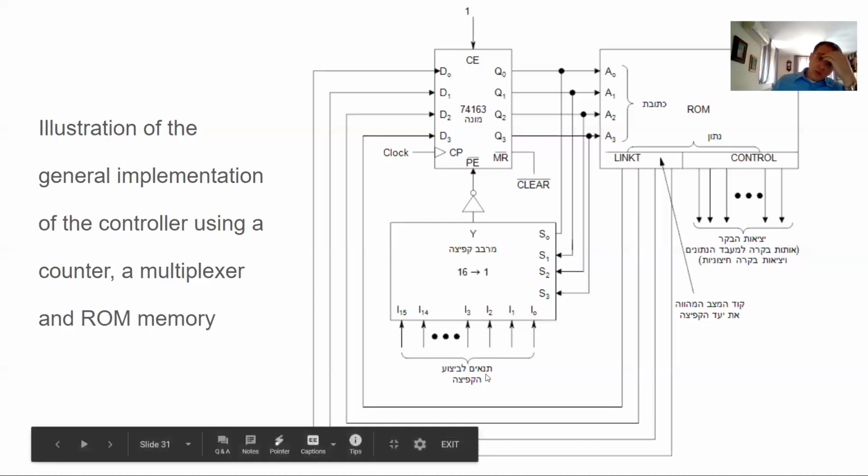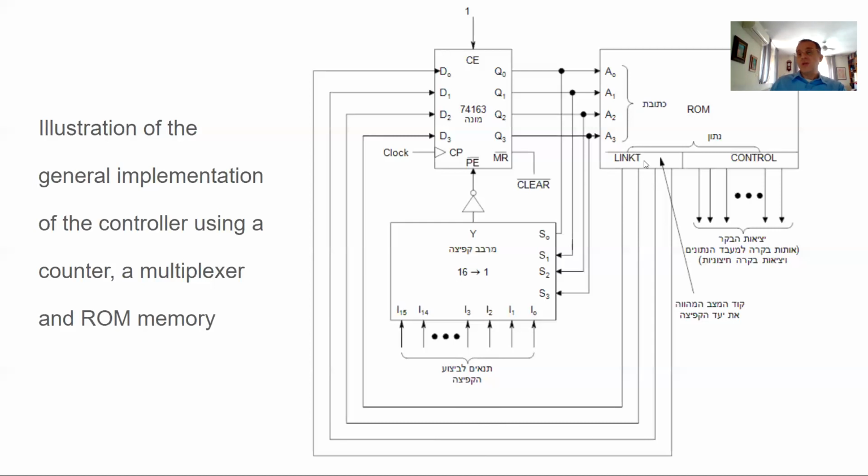What it says here in Hebrew is Tanaim libitzua kvitza: the conditions which will tell me whether or not to actually execute the jump that has been put in here. This is always a jump. This is saying skip 14 and go straight to 15. Should this jump address be used or not? The conditions will tell me that. That could be the opcode.